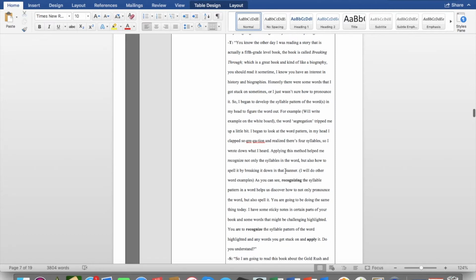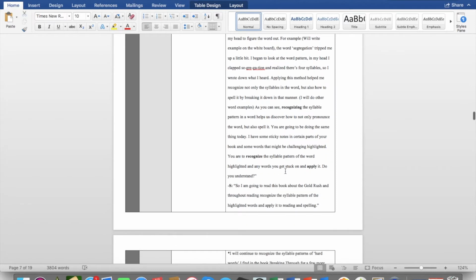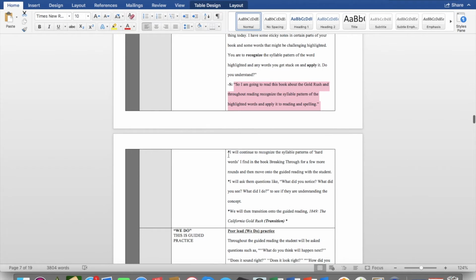And the student, you write what the student says, which obviously they won't always say that. So then I put a note here saying, I will continue to recognize the syllable patterns of hard words. So you're modeling what the student will be doing, which is identifying certain words and breaking them down to syllables so that they can actually spell and understand the word more fluidly. And then I have my transition here when we do the guided reading together.